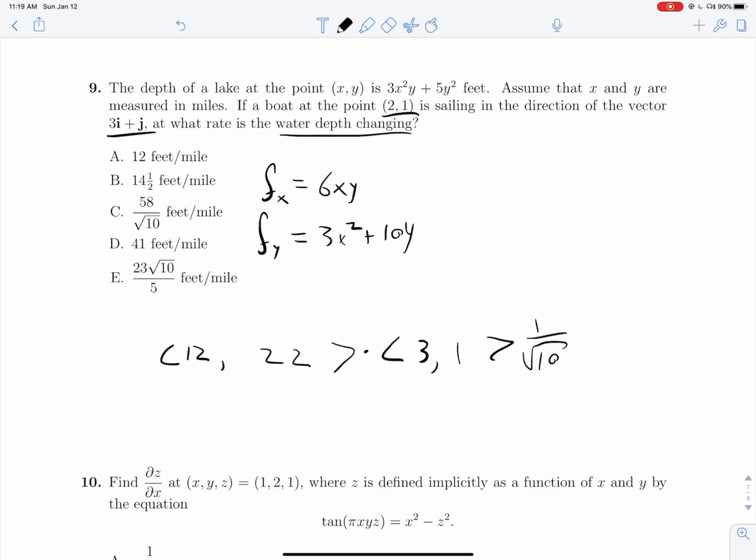And now all we have to do is take this dot product, which will give us 36 plus 22, so 58 over root 10. And there's our answer.